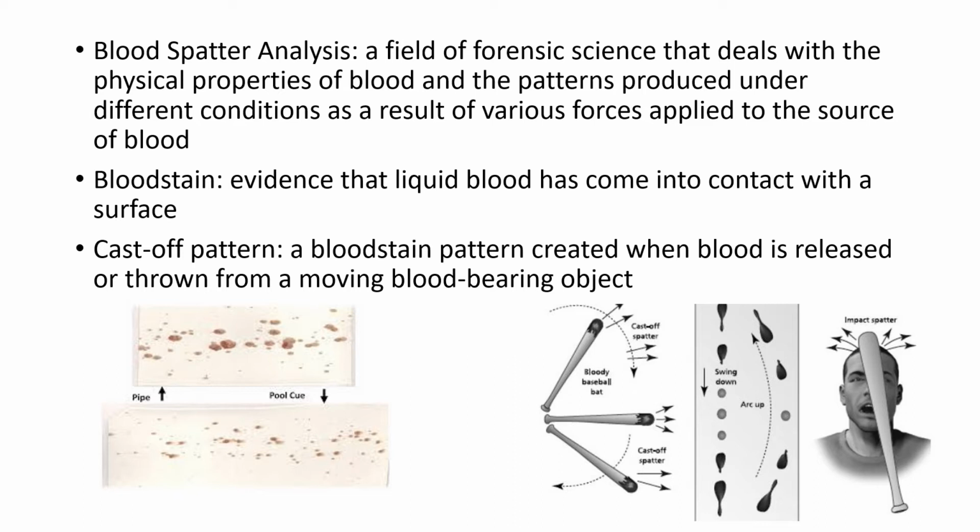I also have an example of cast-off patterns on the left. A lot of times we can use that cast-off pattern to determine what weapon was used. So here, the top set of patterns are from a pipe. The bottom set of patterns are from a pool cue or a pool stick. These are both fairly cylindrical objects.